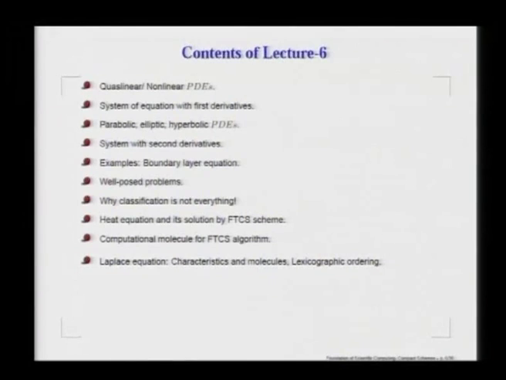So, we will have more than one dependent variable, and of course, there are more than one independent variable for all PDEs that you know. We will see that quasi-linear PDEs would be classified in three types: either they are parabolic or elliptic or hyperbolic partial differential equations. Having defined what these are and what their properties are in terms of the characteristics, we will talk about systems with second derivatives, and as an example we will explain this with the help of boundary layer equations.